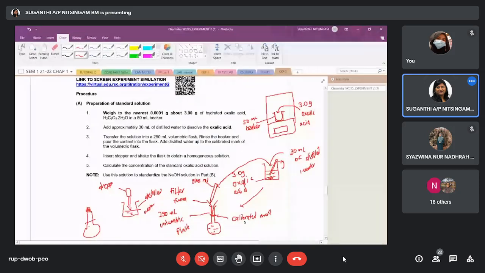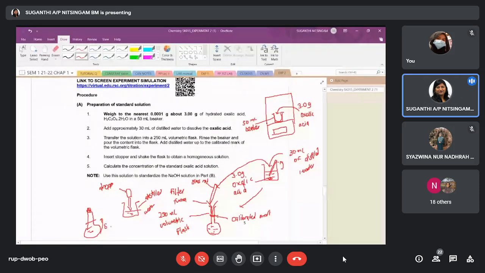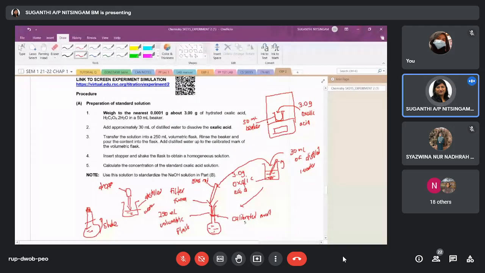and you will shake the solution. Why do you shake the solution? To get a homogeneous mixture. Once you are done with this part, that means you have prepared the oxalic acid, the standard solution. So your standard solution here is the oxalic acid.